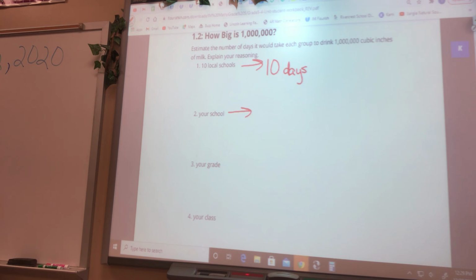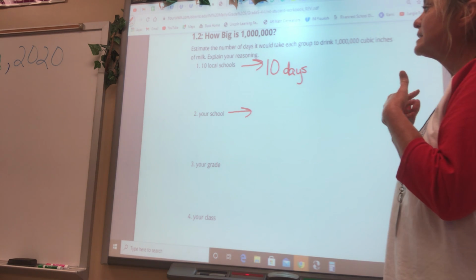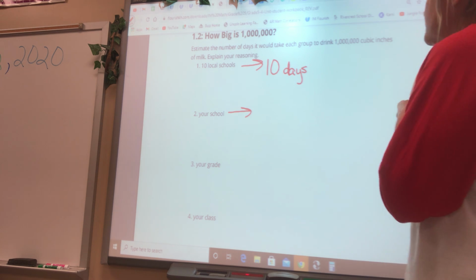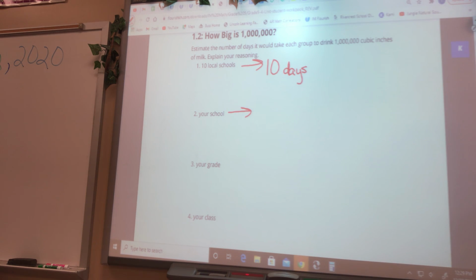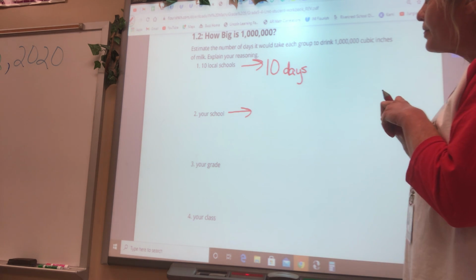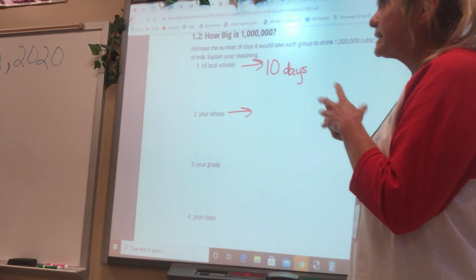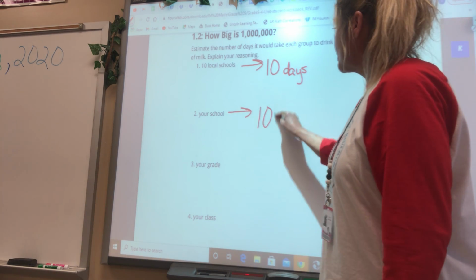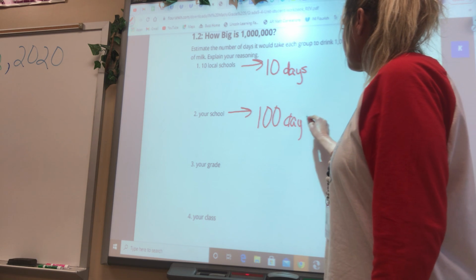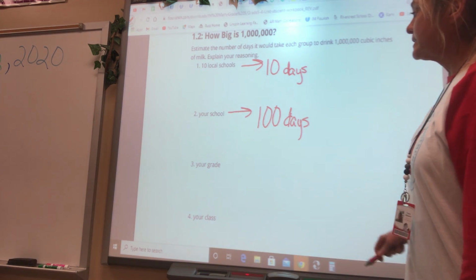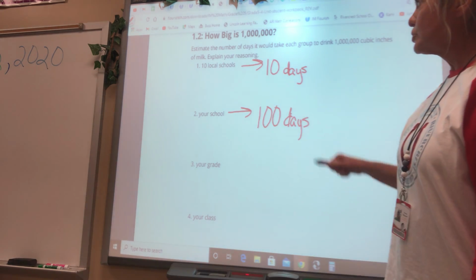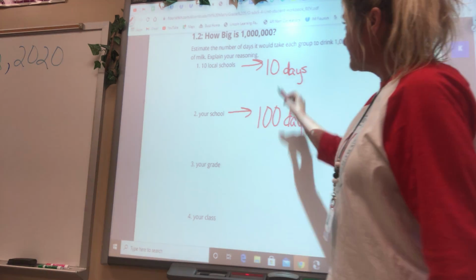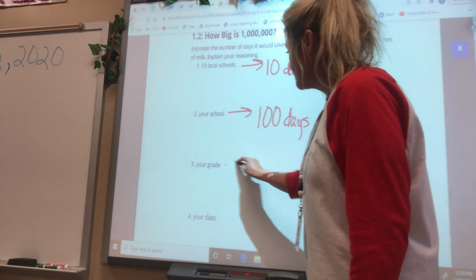Well, let's think about that for a minute. If it takes 10 schools, 10 days, well, if it takes 10 schools, 10 days, then that's about 10 times 10, right? So would it take one school about 100 days? Okay. Because if it takes 10 days for 10 schools, it would take 100 days for one school. 10 days times 10 schools, 100 days.